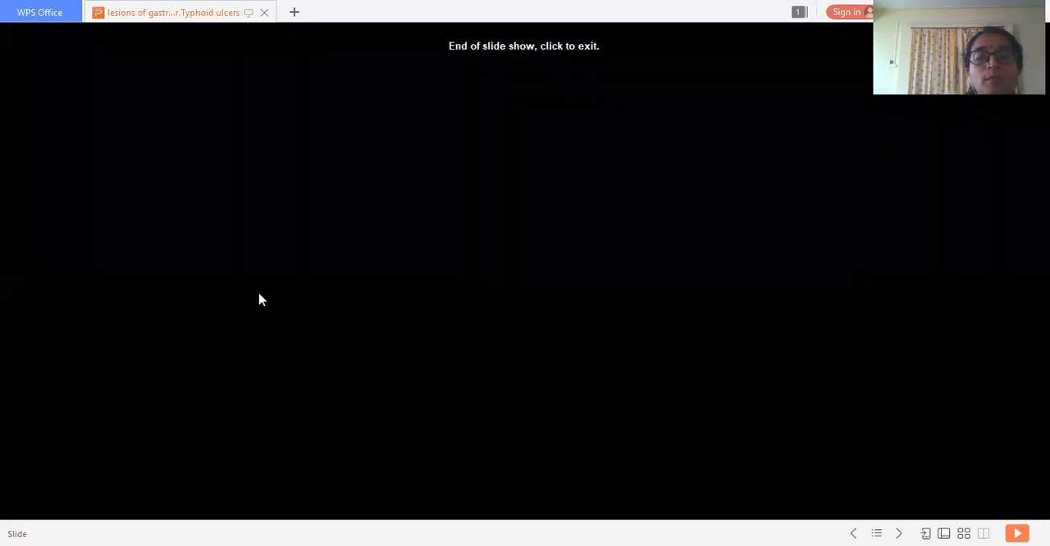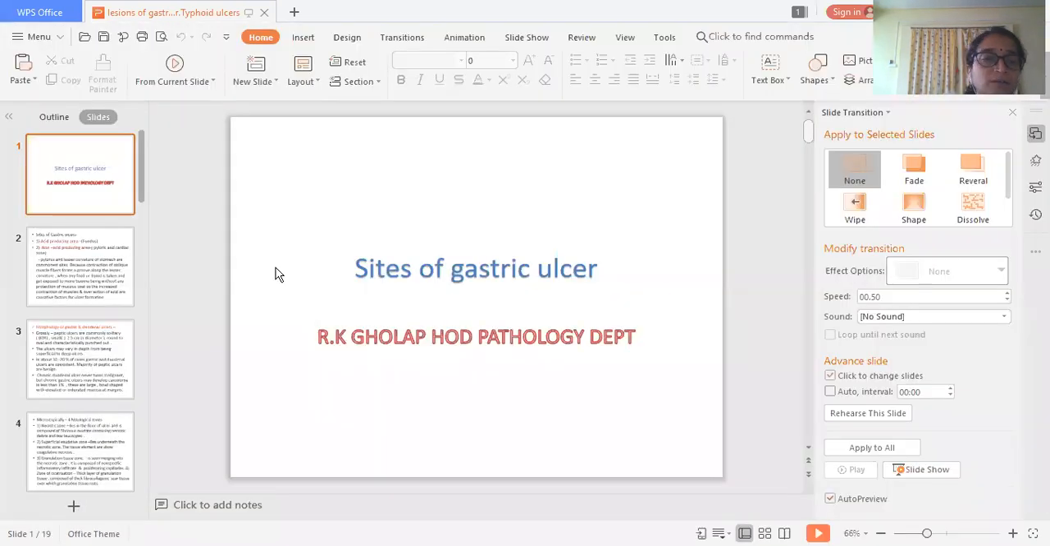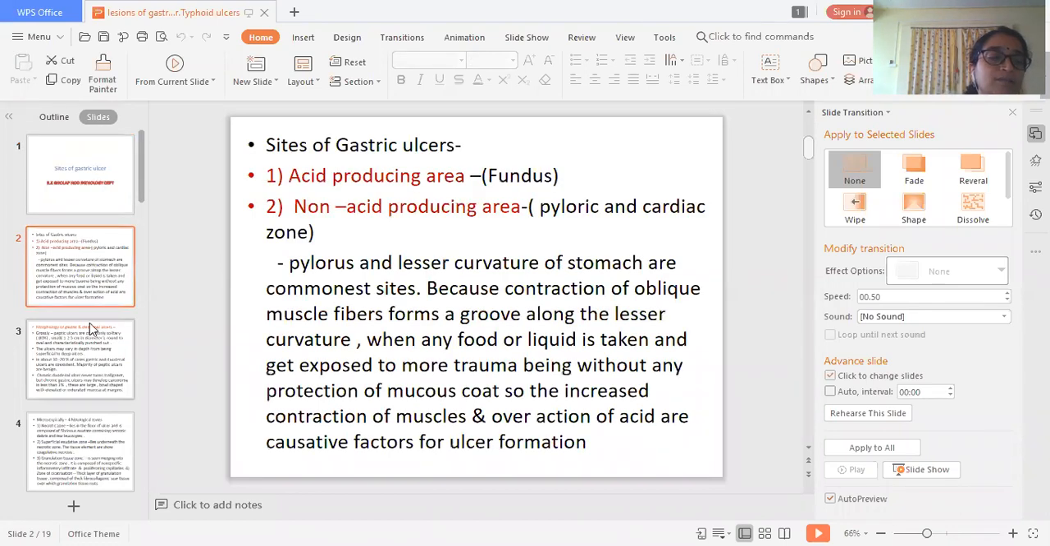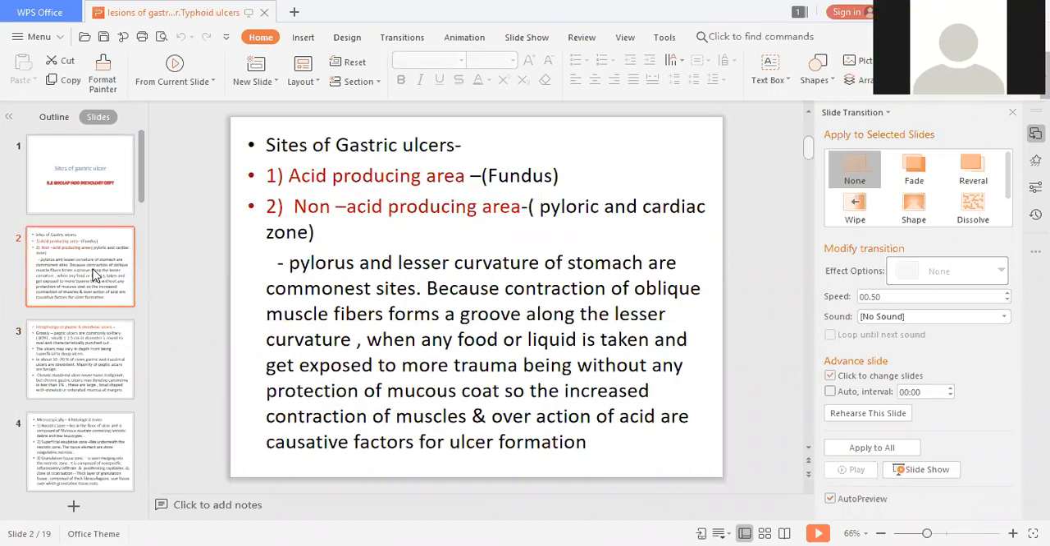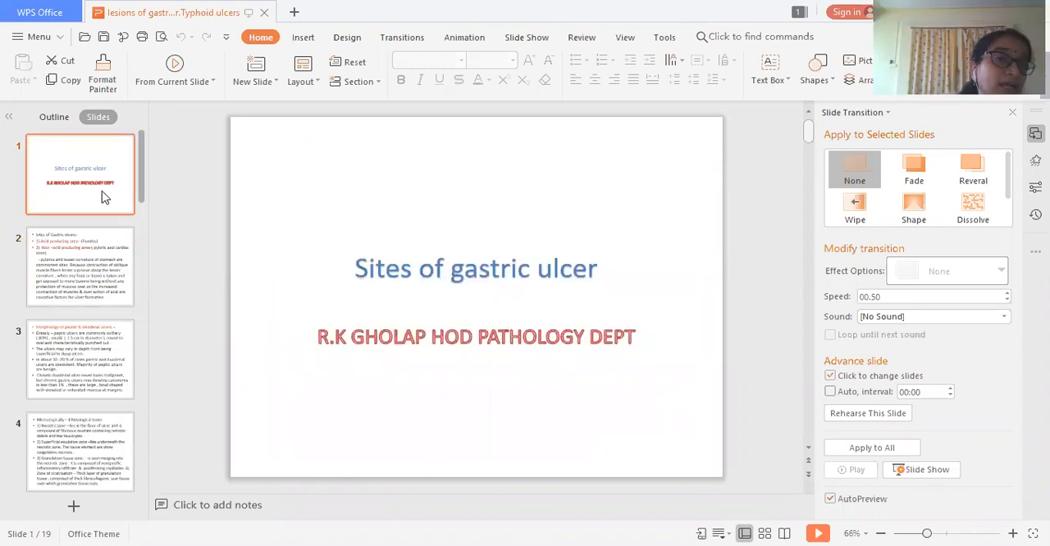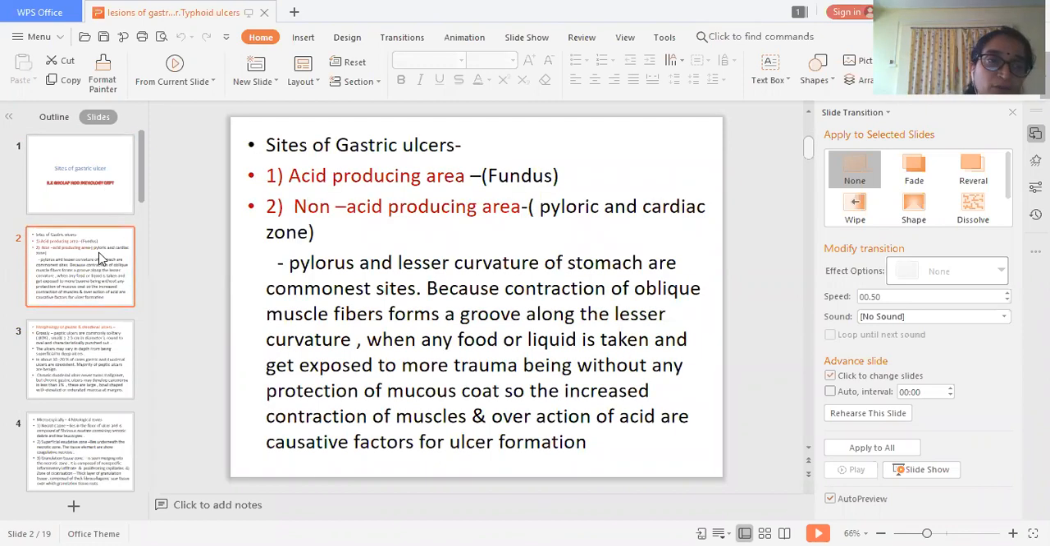So I think this is all about typhoid fever. If there is any query, you can ask. Ma'am, what is the difference between typhoid fever and paratyphoid fever? That part I am going to discuss in the next lecture. For now, please read about Salmonella typhi from your books if you have them.